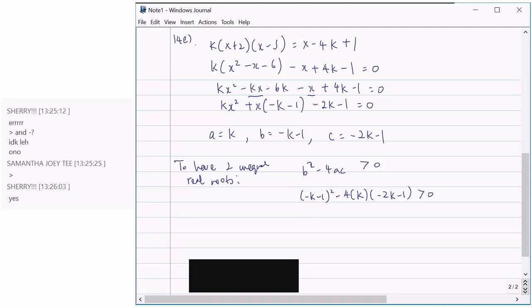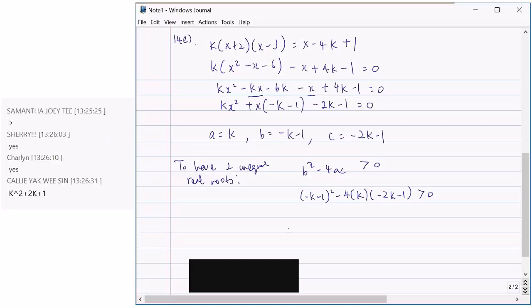Okay, so open up the brackets. Can I ask Kelly, help me open up the brackets, please? The first bracket becomes k squared plus 2k plus 1. Okay, open up the brackets yourself. I'm not going to show this anymore. Open up the other pair of brackets. Kelly also?